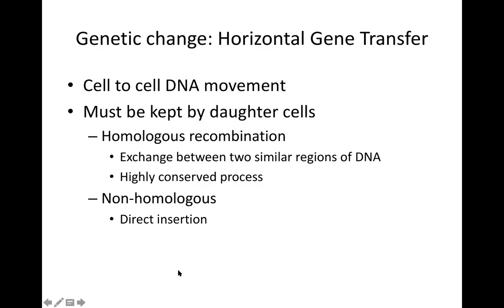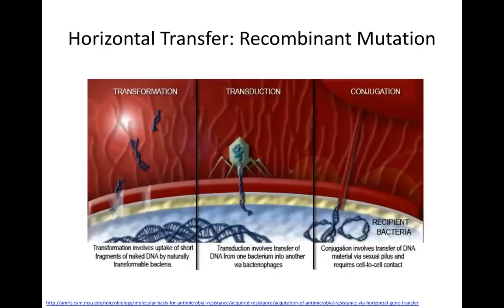gene. We may get to, but probably won't talk too much about, non-homologous direct insertion, but an example of this would be those transposable elements that we talked about earlier. So when the gene inserts, it's inserting itself perhaps in a sequence that has nothing to do with that gene that's being transferred.